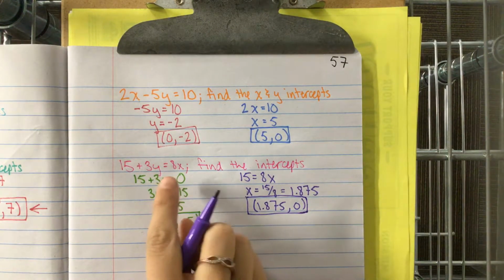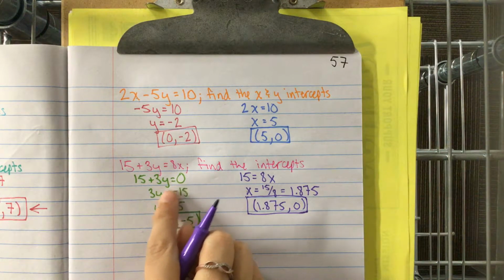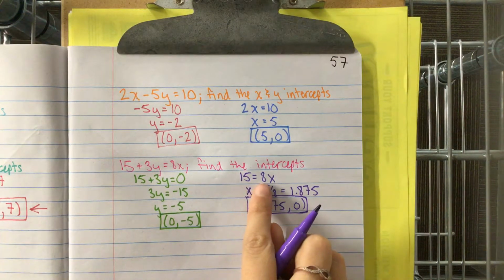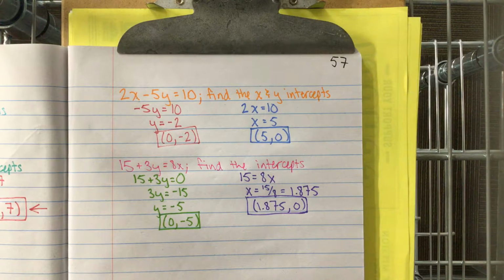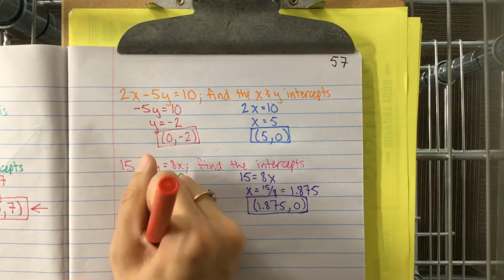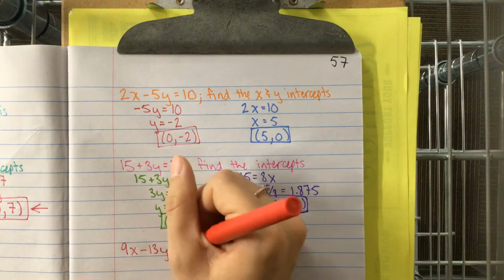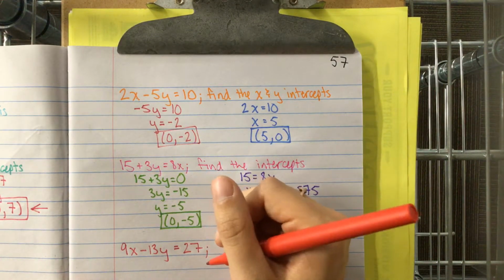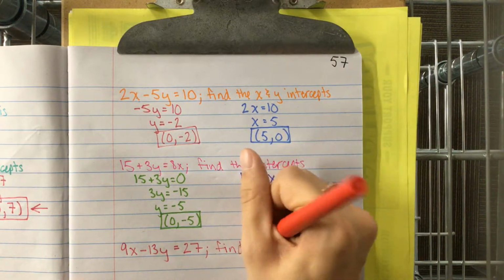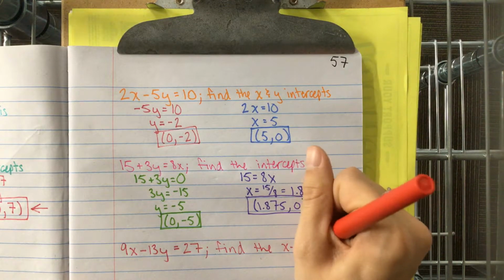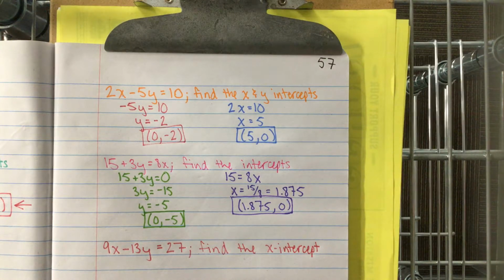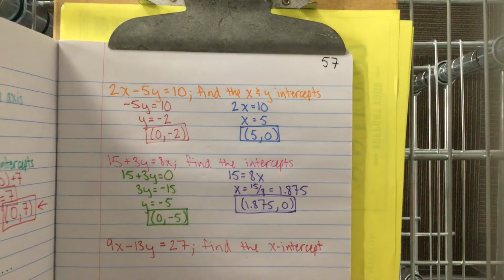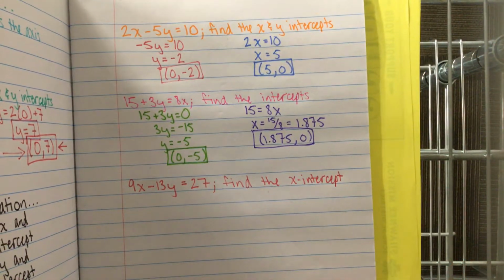So you'll substitute 0 in for x, solve for y to get your y-intercept, and you'll substitute 0 in for y, solve for x to get your x-intercept. Go ahead and check your answers with what's on the board.